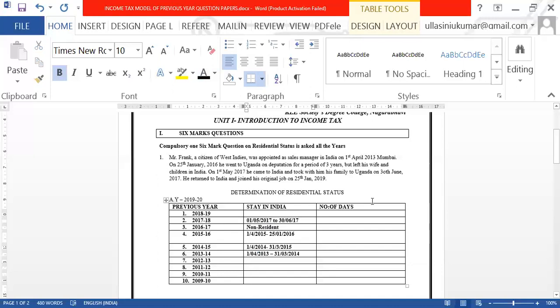Then he left India on 30th June, but returned to India again on 25th January 2019. So that will go for the previous year. He came to India only on 25th Jan 2019. That means he has continued to stay after that. So the year ends on 31st March 2019. So 25th Jan 2019 to 31st March 2019. So this is his track record of stay in India. So that means in all the years he has been a non-resident.